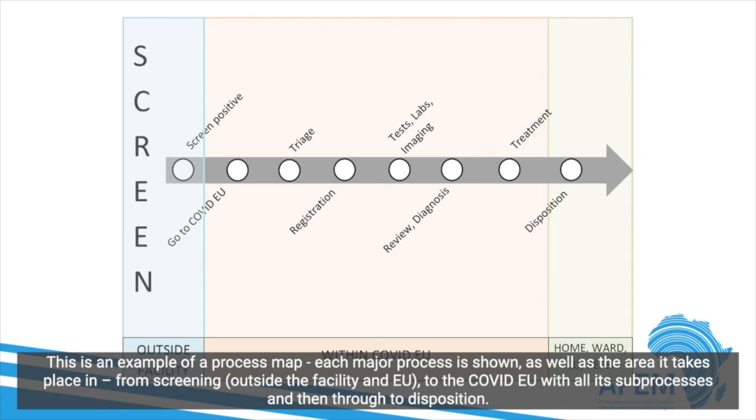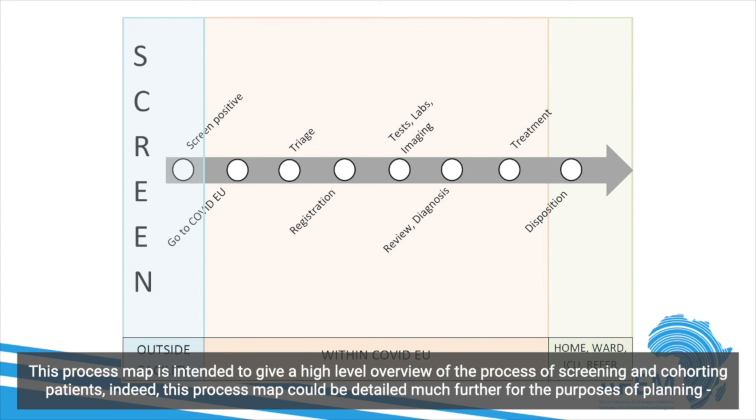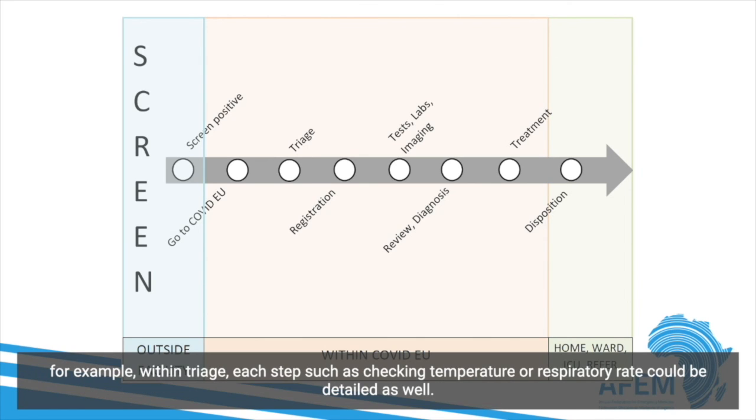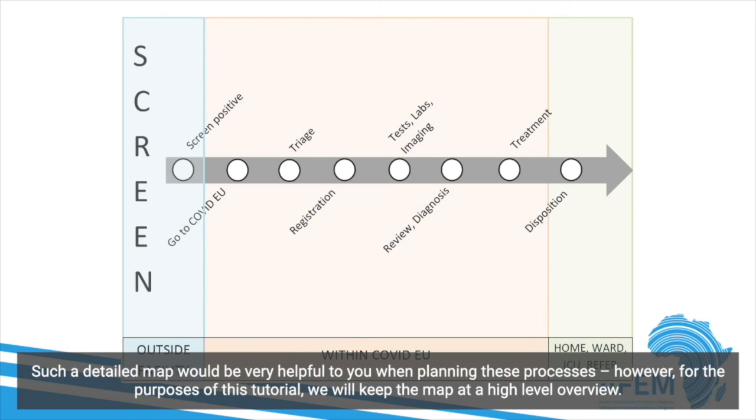Each major process is shown, as well as the area it takes place in, from screening, which occurs outside the facility, to the COVID EU with all its sub-processes, and then all the way through to disposition. This process map is intended to give you a high-level overview of the processes of screening and cohorting patients. Indeed, this map could be detailed much further for the purposes of planning. For example, within triage, each step, such as checking temperature or respiratory rate, could be detailed as well. Such a detailed map would be very helpful to you when planning these processes. However, for the purposes of this tutorial, we will keep the map at a high-level overview.